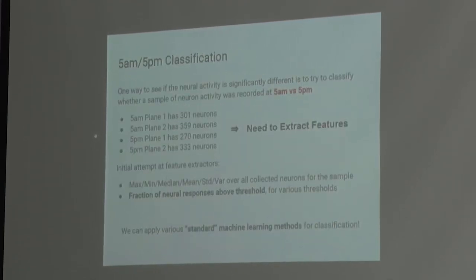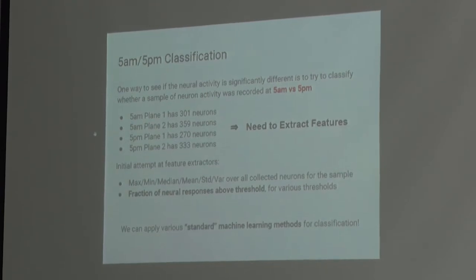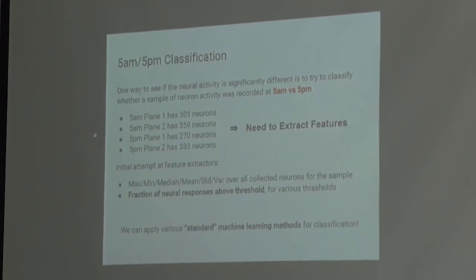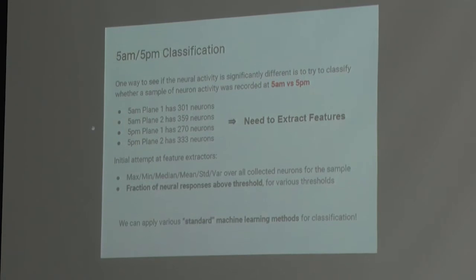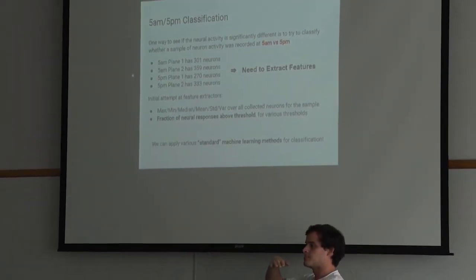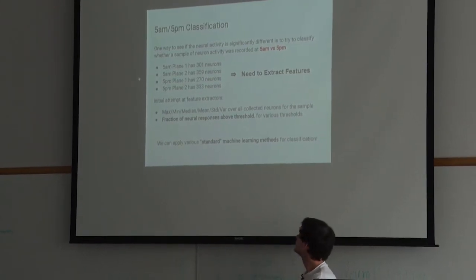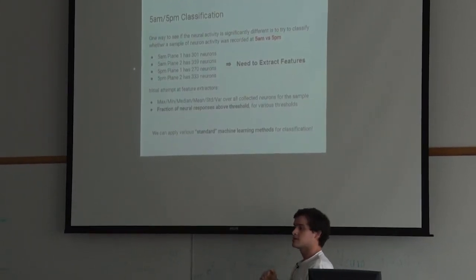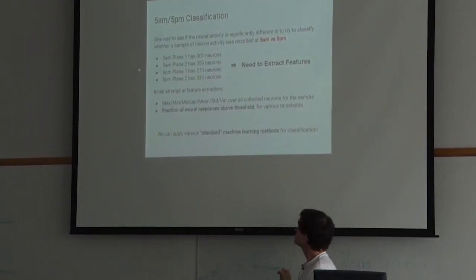So the next step that we tried was to see if we can actually discriminate between the two. So we decided to build a classifier that, given the neural activities, decides whether that corresponds to 5 a.m. or 5 p.m. And the data that we were provided are recorded over different planes in the brain of the mice, and each plane has a different number of neurons that it records.